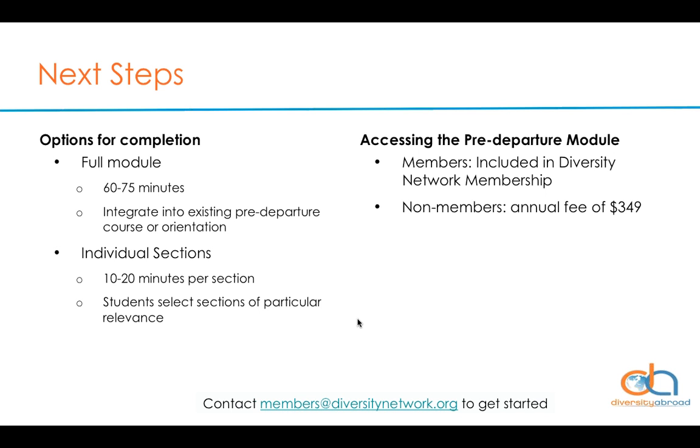The other way that this module could be implemented, and is likely the way that most folks will choose to implement it, at least initially, is to suggest to students to go through each of the individual sections. And the sections can take anywhere from 10 to 20 minutes to go through. As I mentioned, it includes prompts, questions, readings, and in some cases video links, brief video clips for students to consider in each of those areas. So essentially the student would come into the system, log in, and then choose the section that they feel most comfortable or appropriate for going through at that point in their process.